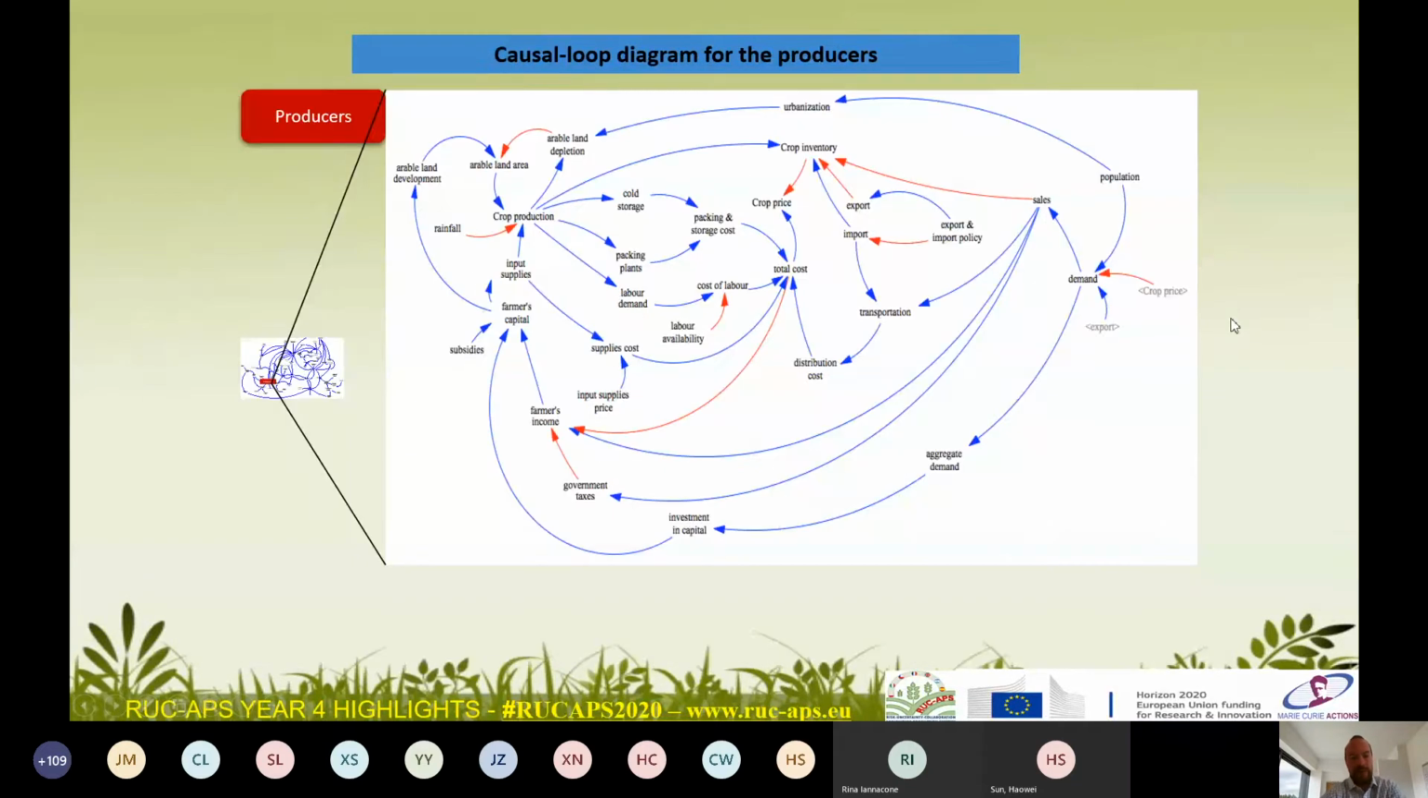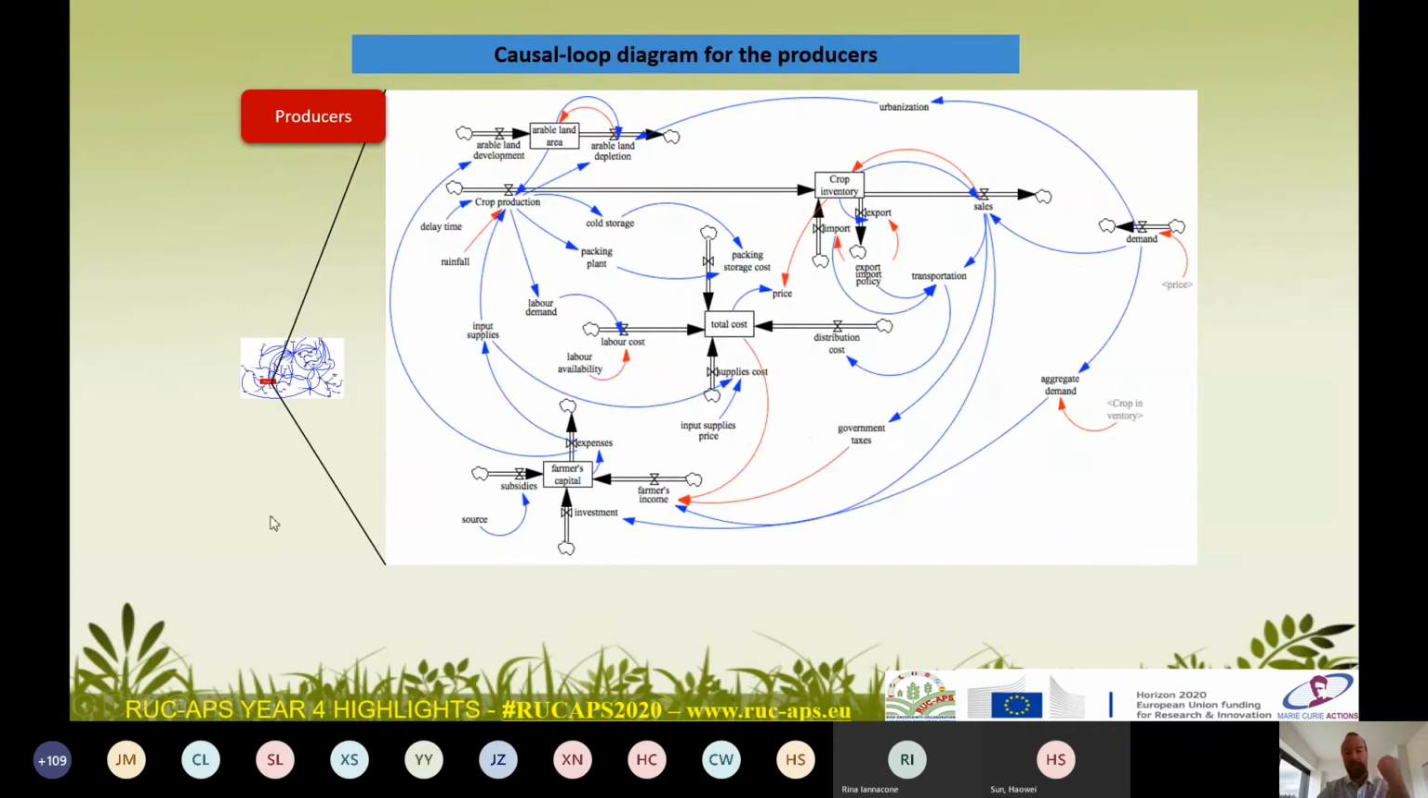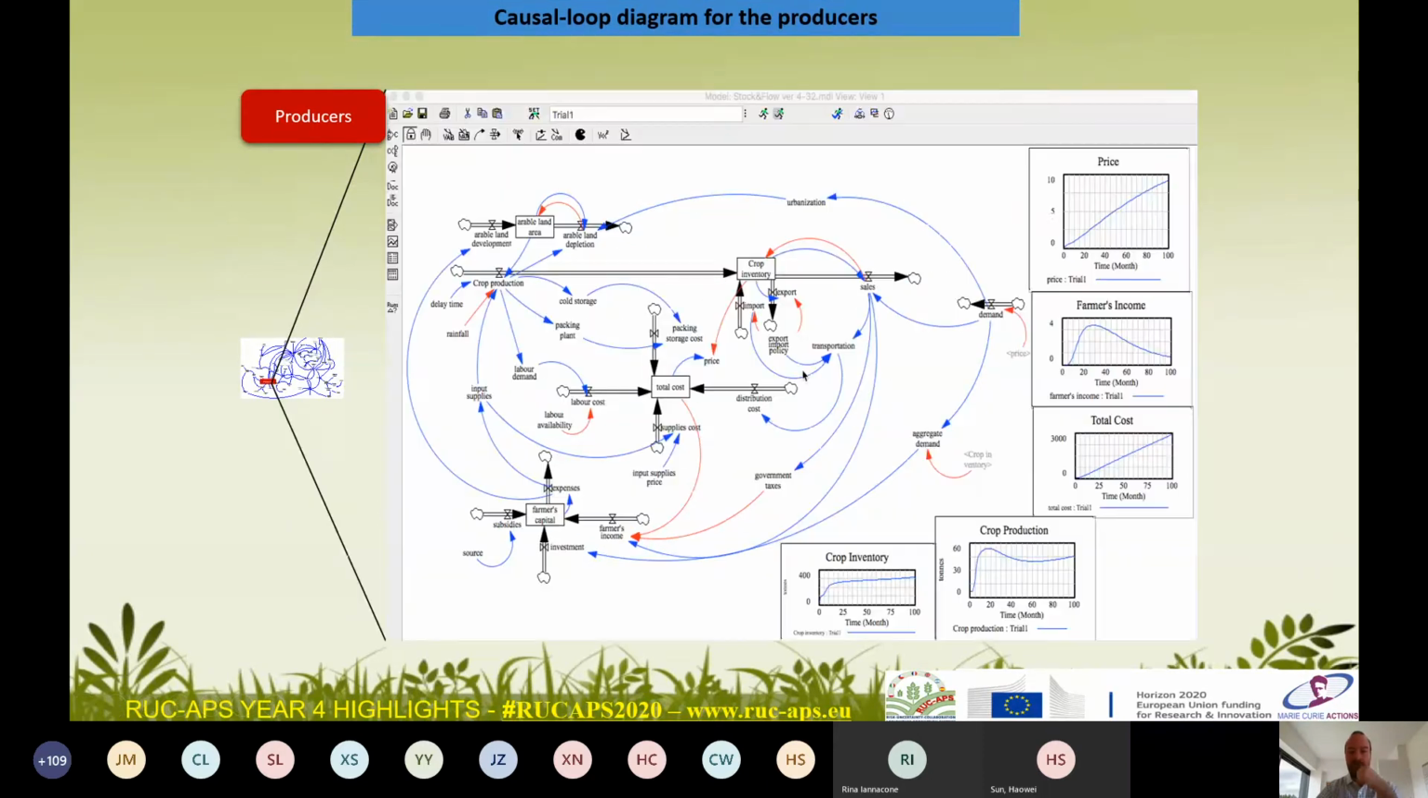So another example that we did is from the producer point of view. In the same case, we set the closed-loop diagrams, in this case for the production, and then we transformed this in the same way into the simulation model. So in the same way as you saw before, a simulation like this becomes very handleable and very useful. Therefore, we can see how different variables affect each other.